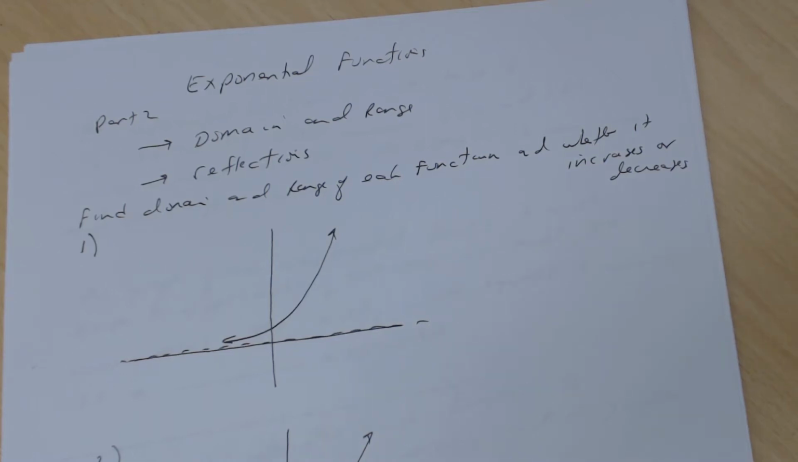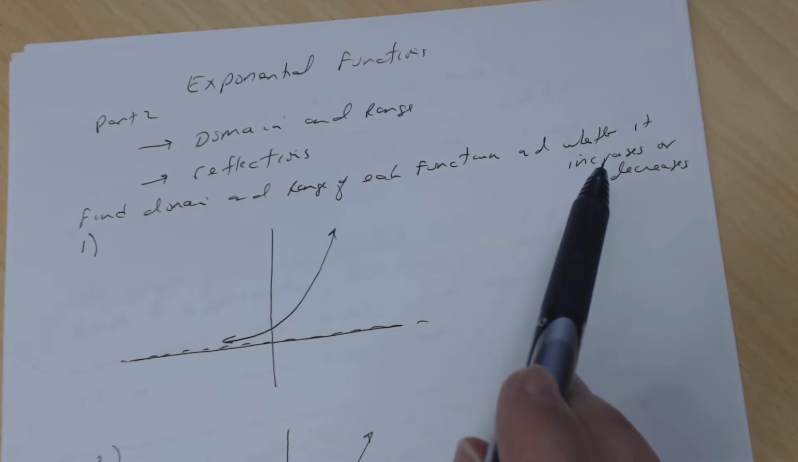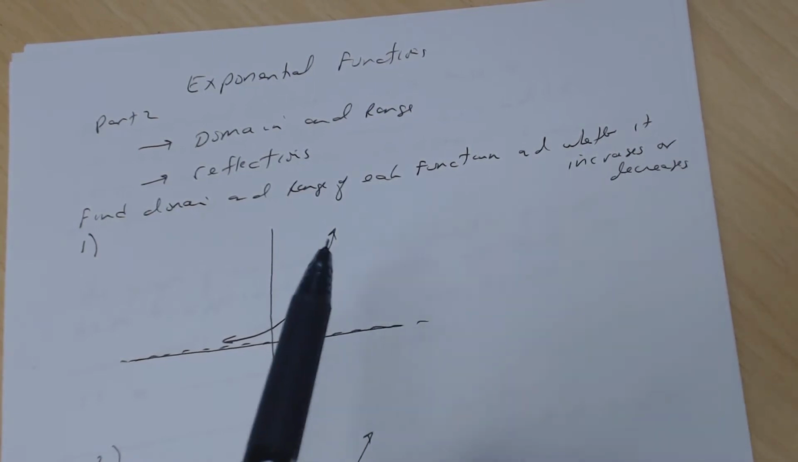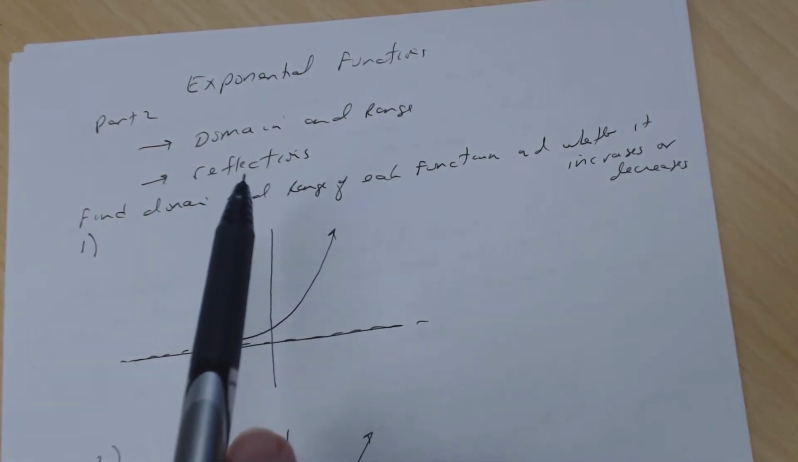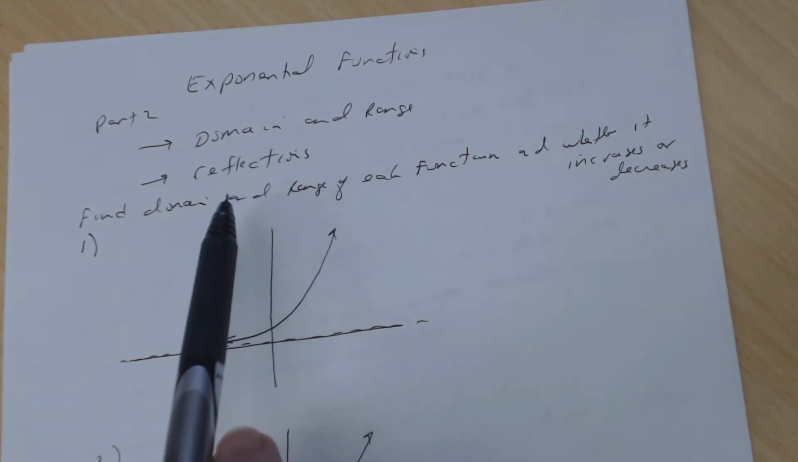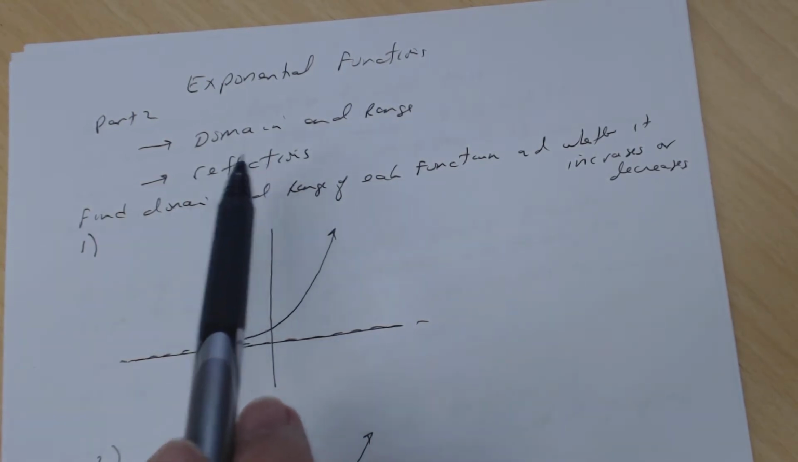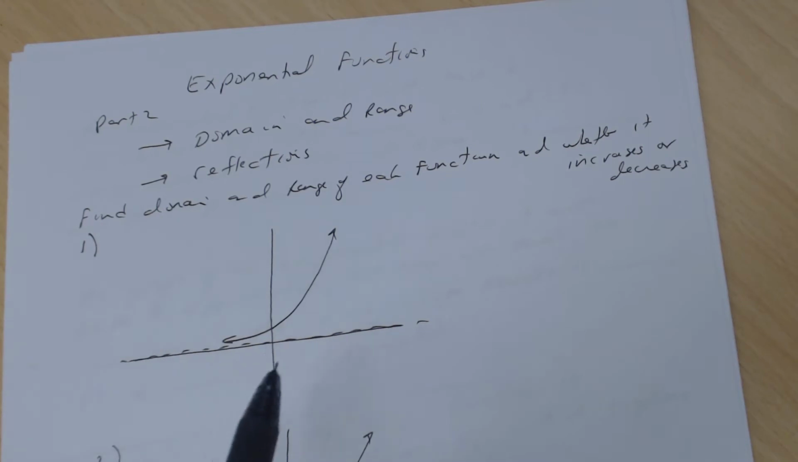Okay, so in this lesson, still dealing with exponential functions, we're going to look at part two. In part two, we're going to talk about domain and range, and we're also going to discuss whether the function is increasing or decreasing. And then we're going to look at a couple of problems where we're dealing with reflections, just to remind you what that looks like.